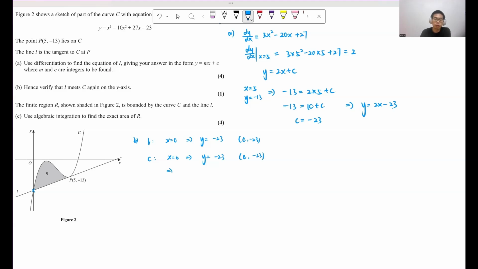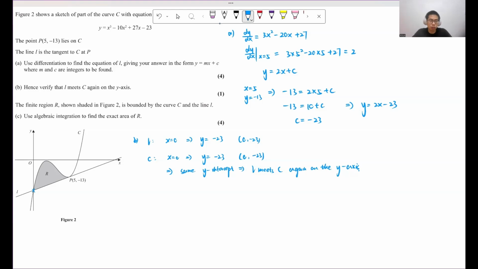So therefore, same y-intercept means L meets C again on the y-axis. Okay. Part c. The finite region R, shown shaded in figure 2, is bounded by the curve C and the line L.